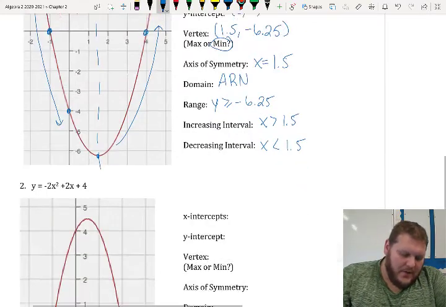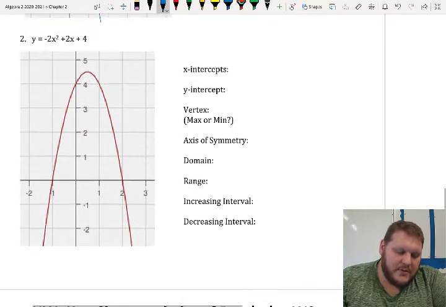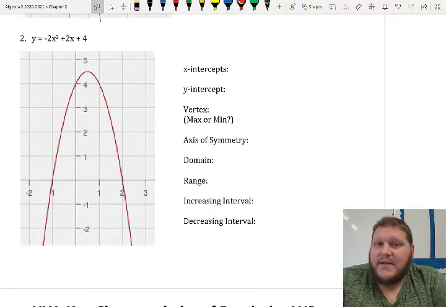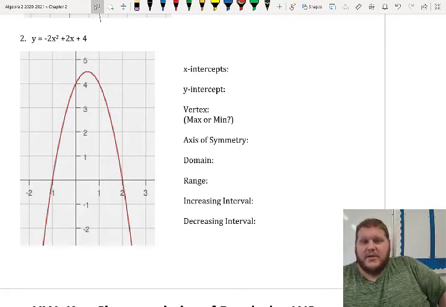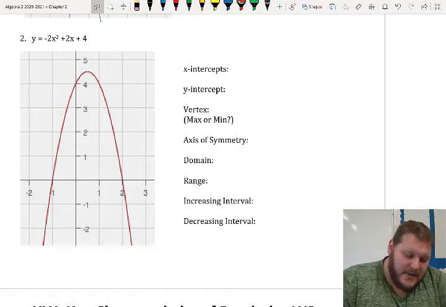Okay. For the last one, number 2, this one is a little bit different just because it opens down instead of up, but pause the video for a second, try this one on your own, and then once you have all your answers or what you think all your answers are, then go ahead and hit play again and we'll go through this together. Okay, so hopefully you guys took the chance to go through that one. Let's take a look together.